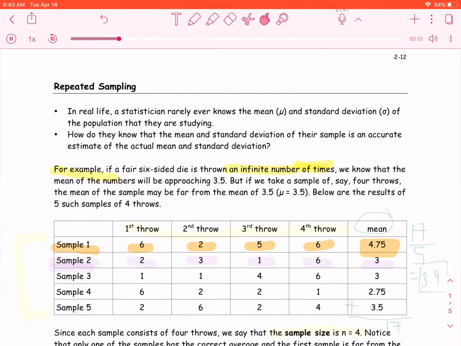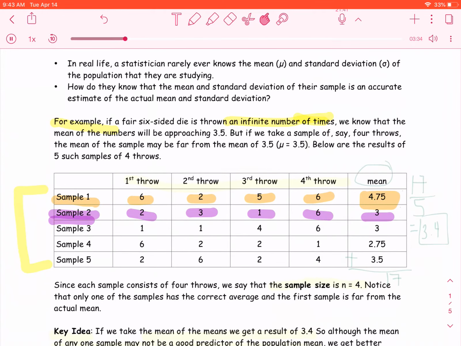You can try this again. So again, sample 2. Let's say you throw it into the air. You get a 2, a 3, a 1, and a 6. You add up those numbers and divide by 4 throws. You now get a mean of 3. For this experiment, it was actually done 3 more times, so we have 5 samples.